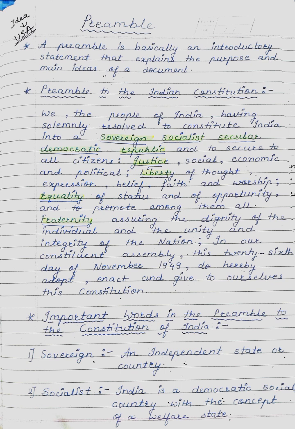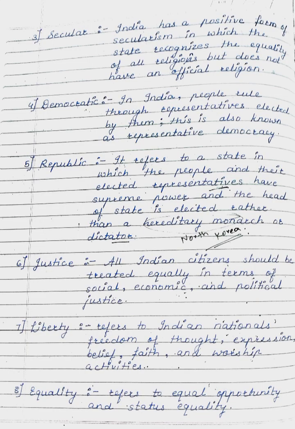Important words in the preamble to the Constitution of India. First is sovereign, an independent state or country. Socialist, which means India is a democratic socialist country with the concept of a welfare state. Next is secular, which means India has a positive form of secularism in which the state recognizes the equality of all religions but does not have an official religion.